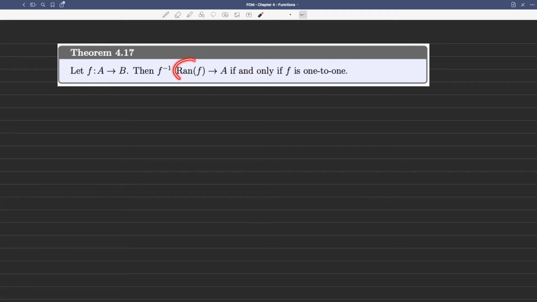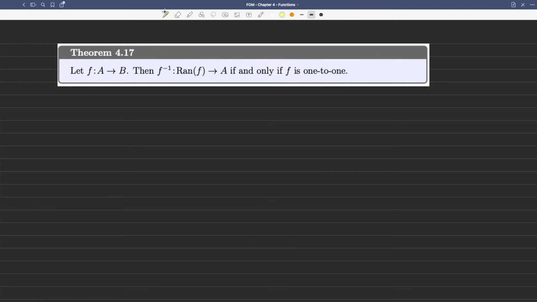Now, you don't get necessarily the domain that you want for the inverse. You'd like it to be b, if you're just thinking about reversing f. But you can't quite reverse everything because the range of f might not be all of b. So you can only reverse those things that are in the range of f. Of course, we could fix that if we knew the function was onto, but we'll deal with that in the next theorem. So let's prove this theorem.